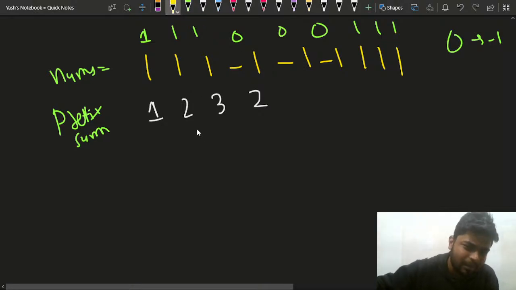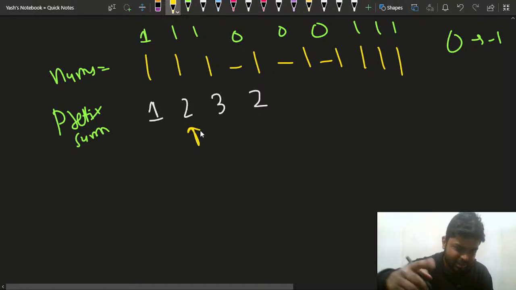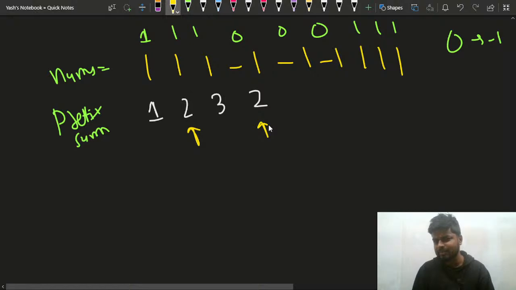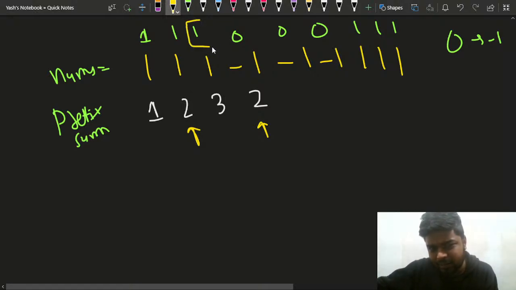If I had seen this sum 2 earlier, this sum 2 was occurring earlier, and it is occurring again. So does it indicate something? Can you look at the array? Look at this particular subarray.